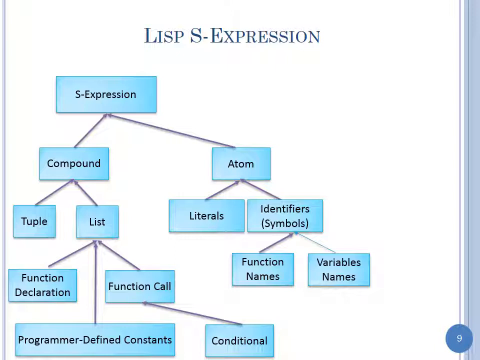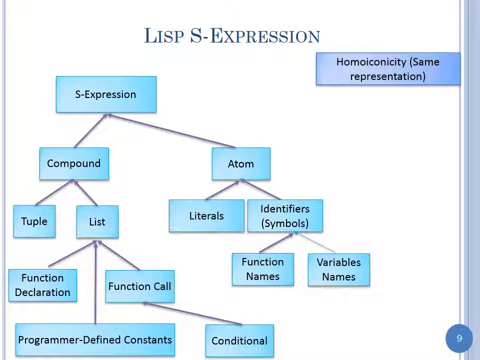But conceptually, SExpressions can be divided into atoms and compound SExpressions. Compounds can be lists or tuples, and lists themselves can be function declarations, function calls, programmer-defined constants, and just ordinary lists. Okay, so lists are a very powerful thing. Atoms can be literals, or identifiers, symbols, and symbols can be function names, variable names, and that's it. Everything that I talked about is an SExpression that is stored in Lisp as an SExpression. So that's a foundational concept in Lisp. Questions? We're going to expand on this a little later.